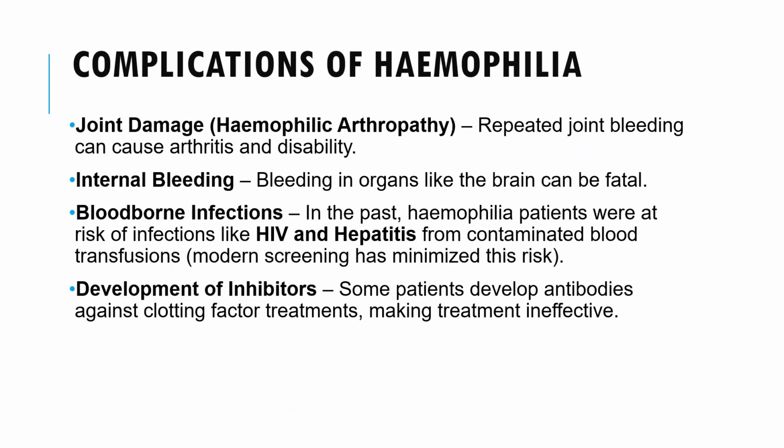Now, what are the complications of hemophilia? Generally, joint damage. Just now we mentioned hemarthrosis. It is also called hemophilic arthropathy. Repeated joint bleeding can cause arthritis and disability. Internal bleeding, that is bleeding in organs like the brain, can be fatal.